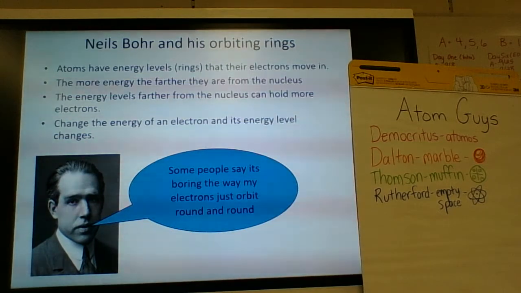So in Bohr's model, the atoms have energy levels or rings that the electrons move in. The more energy the electron has, the farther it is from the nucleus. The energy levels farther from the nucleus hold more electrons. And if you change the energy of an electron, it's going to change its energy level. So if you add energy to the atom or take energy away from the atom, then the electrons are going to change levels.